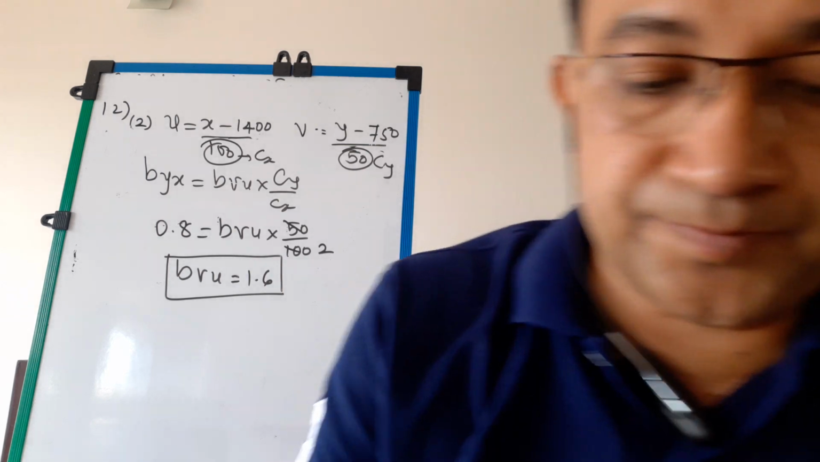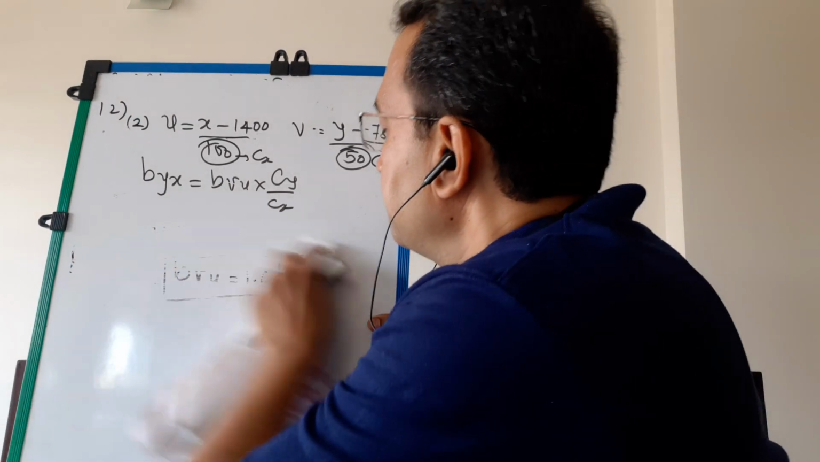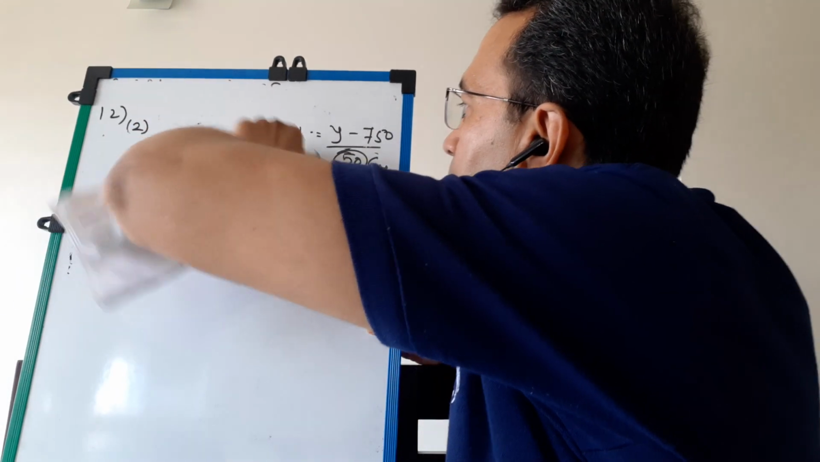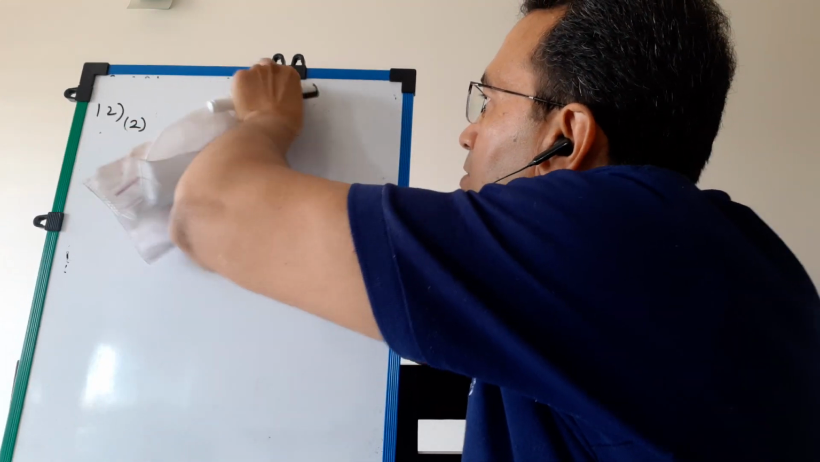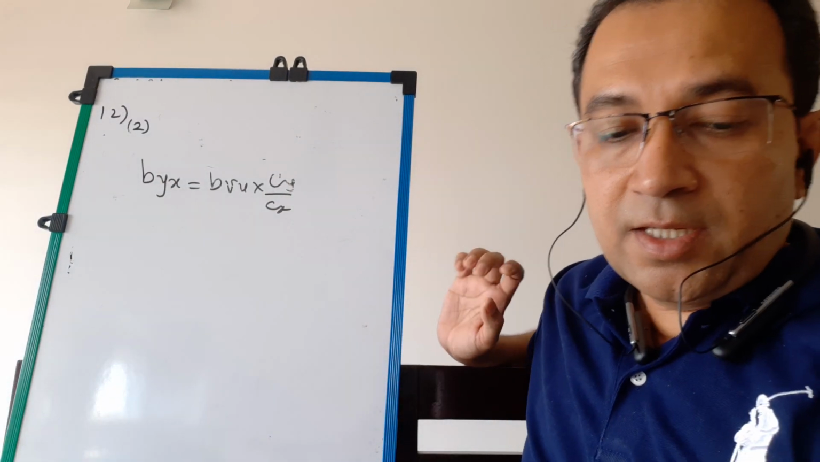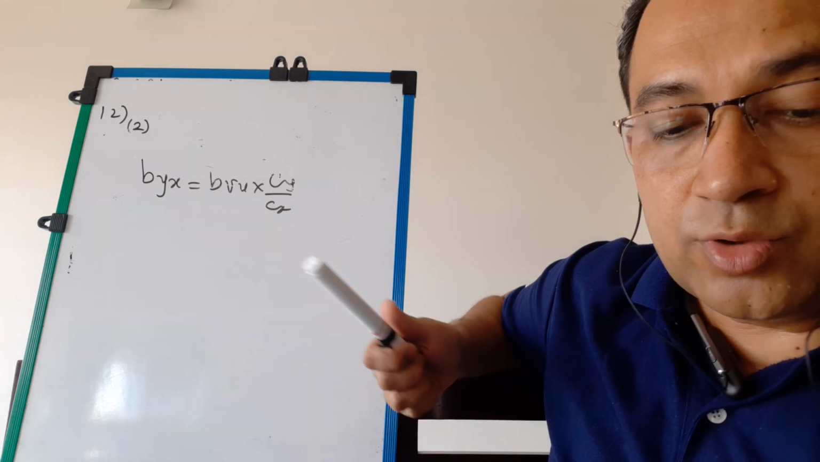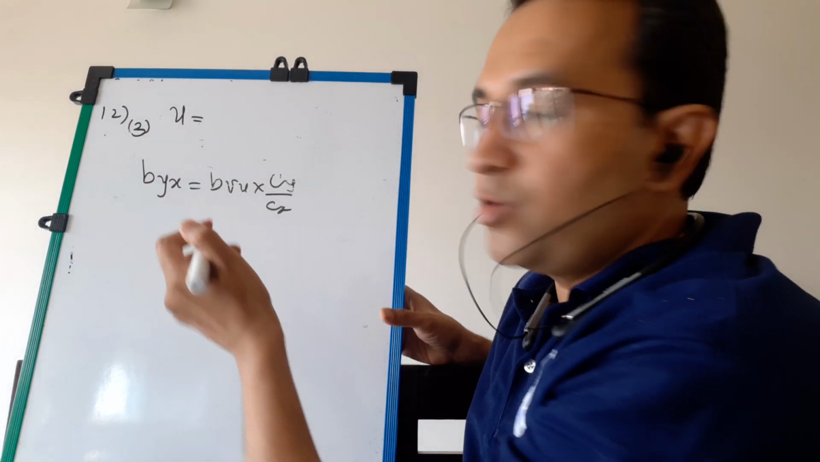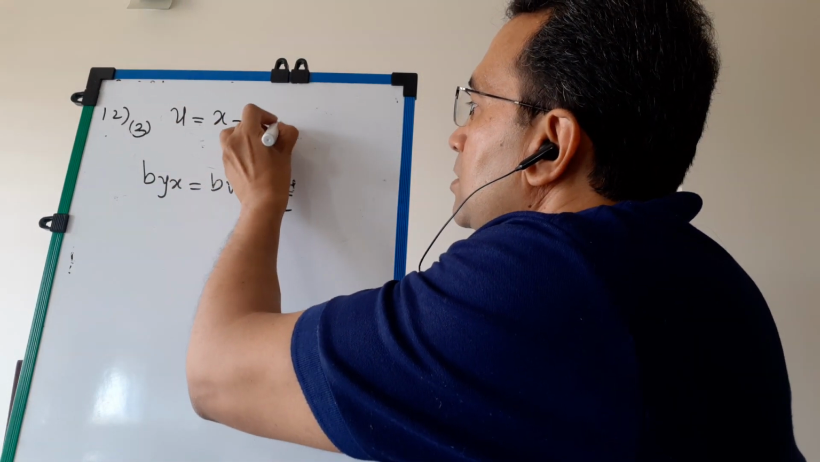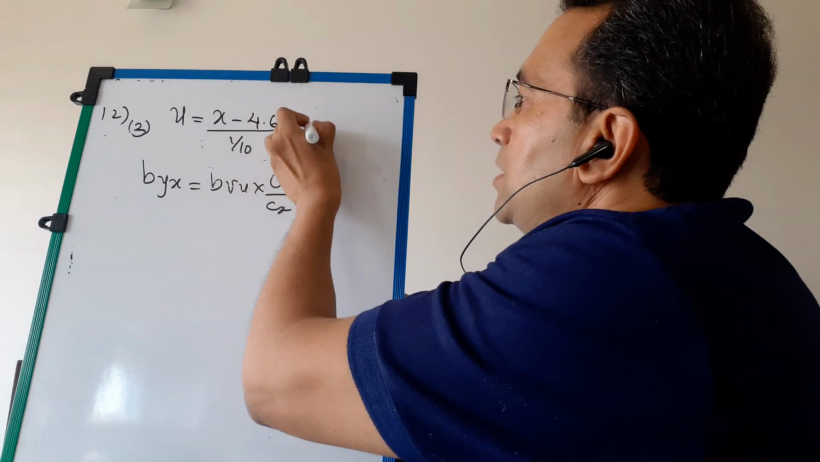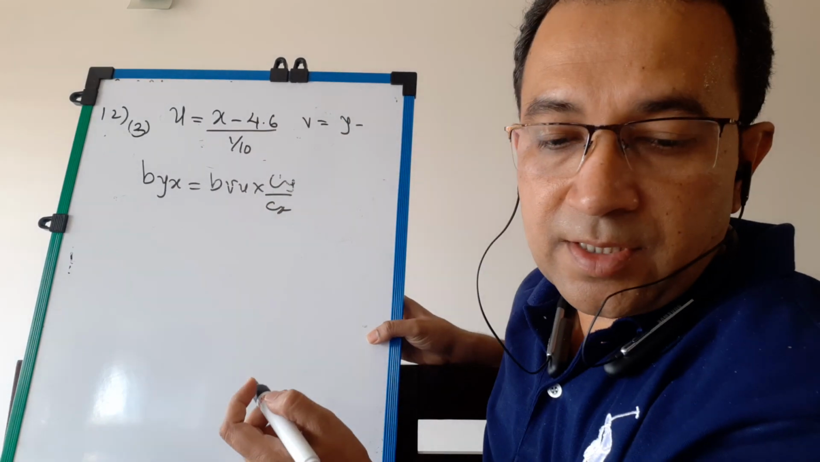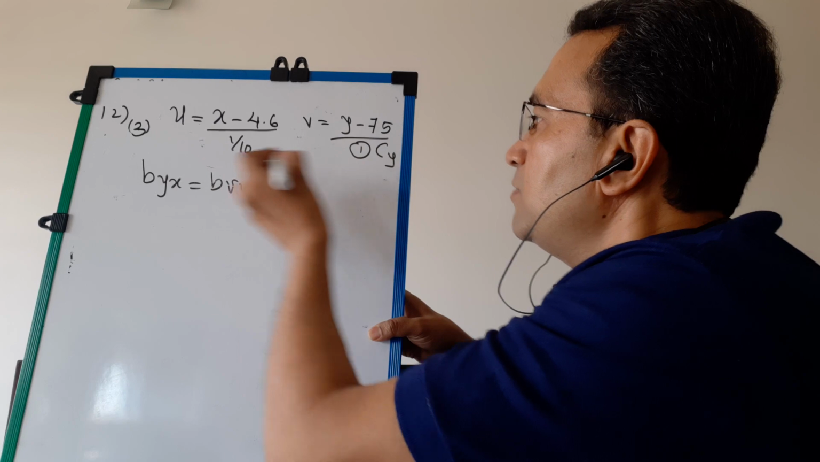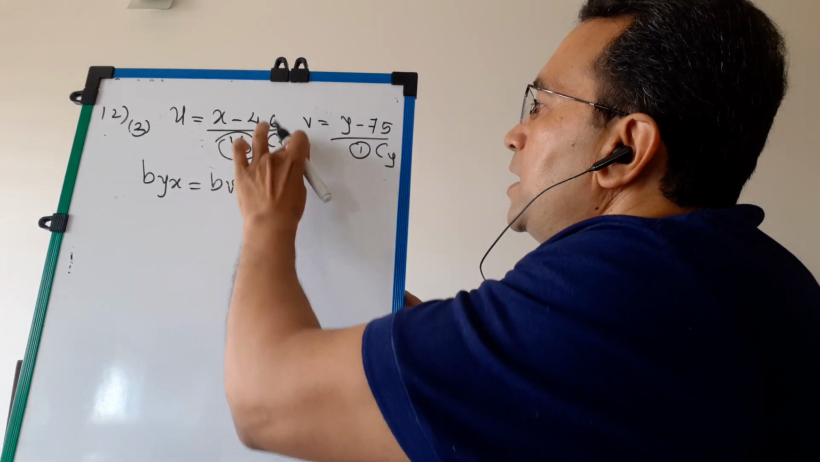Now the third part. Students, check in the third part again the values are in multiplication. Now you know we have done this sum. If I bring 10 in multiplication to division, then u is written as x minus 4.6 upon 1 by 10 and v is equal to y minus 75. Nothing means upon 1. So this will become cy. This is cx, sorry.